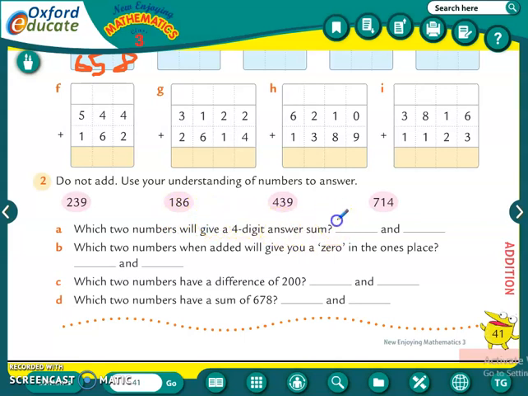So first one is 439 and 714. These are the highest. These both are bigger numbers in comparison to the other two numbers. So their addition will be the answer; these two numbers will give a 4-digit answer.